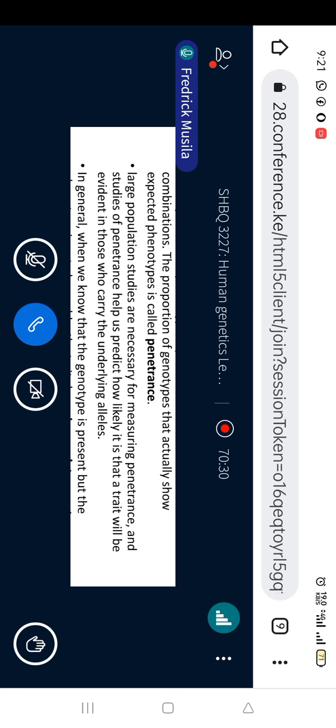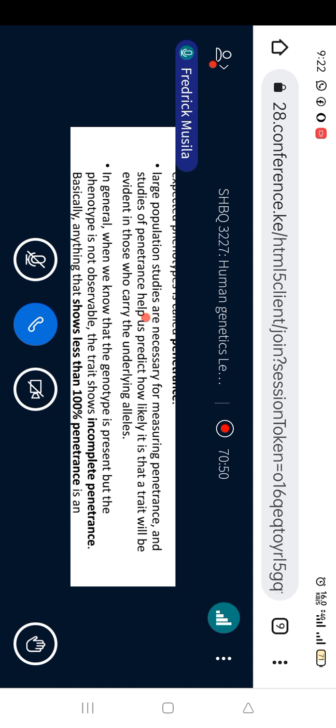For example, let's say everyone in a population W carries the same allele combination for a certain trait, yet only 85% of the population actually shows the phenotype expressed from that allele combination. So the proportion of genotypes that actually show the expected phenotype is known as the penetrance. Large population studies are actually necessary for measuring penetrance.